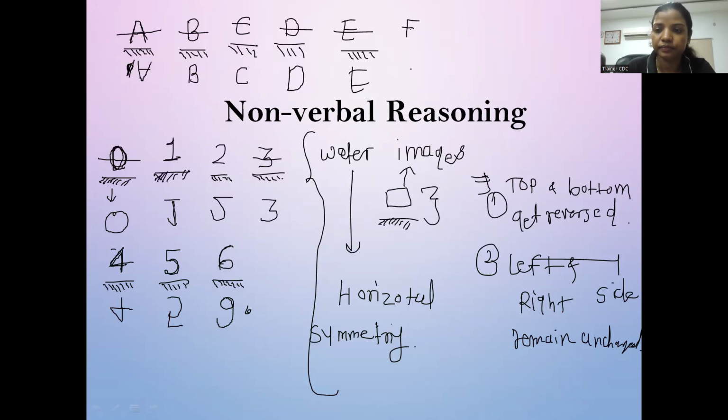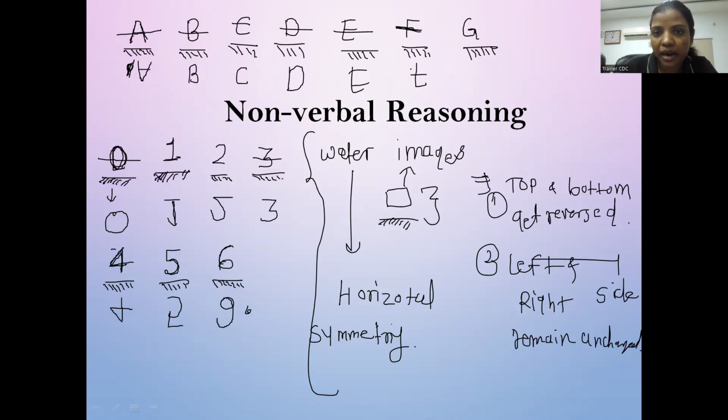Okay, F. F has horizontal symmetry? So let's draw one line from the middle of the F. Can you find the upside and downside the same? No, right? So it is not the same. So F will look like this. Correct? F will look completely reversed.